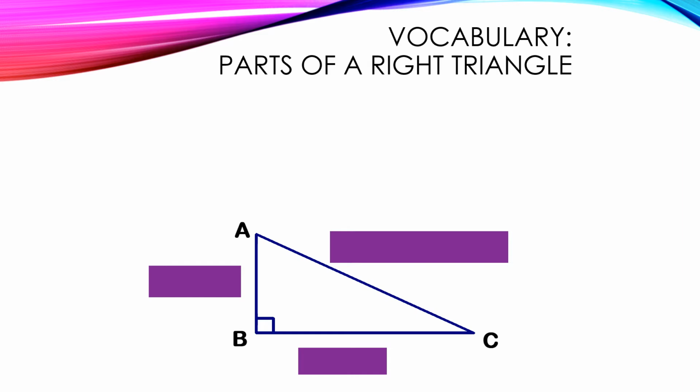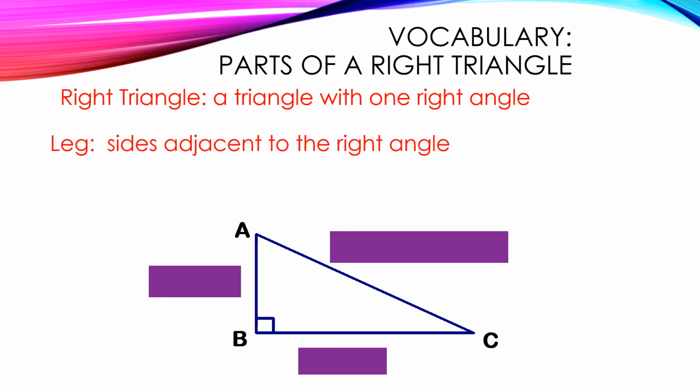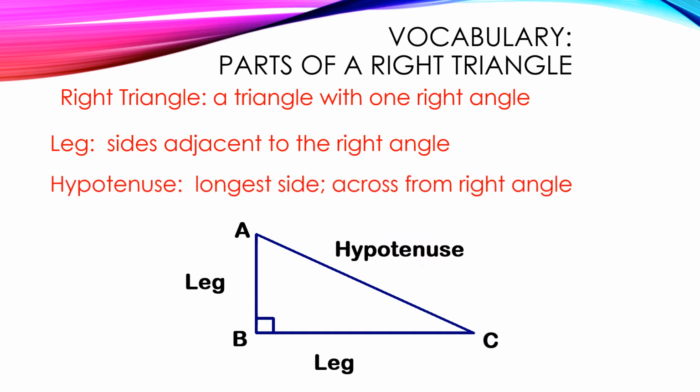So some vocabulary, parts of a right triangle. A right triangle is a triangle with one right angle. There cannot be more than one right angle in a triangle. The legs are the sides adjacent to the right angle, so that means that they are part of the right angle. And then the hypotenuse is the longest side, and it is across from that right angle. Again, if you need to pause the video, just go ahead and do that.